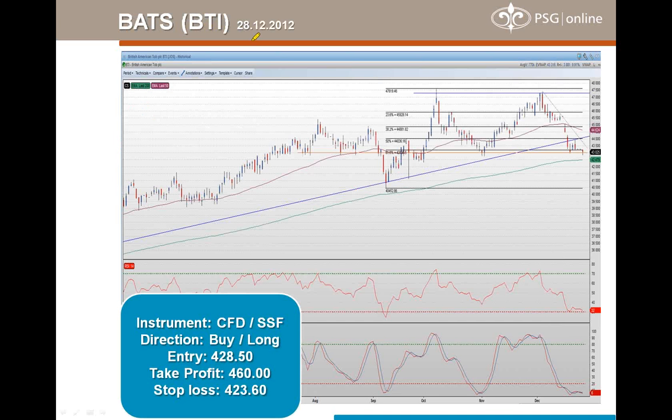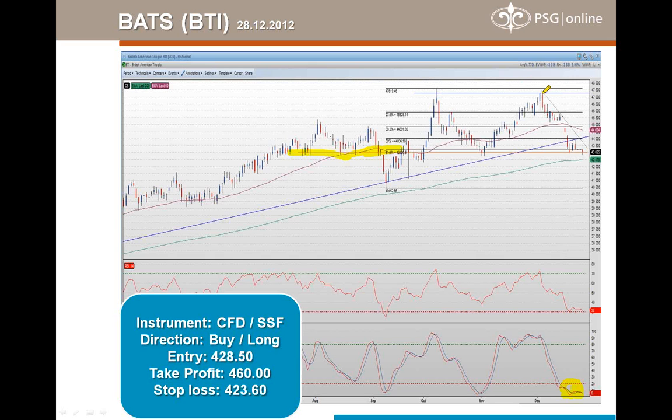There's British American Tobacco. We went into this trade at the end of December. We're looking at a long trade. Why did we look at this trade? We're anticipating it's going to bounce off this previous support level. Number one, it is trading very close to our 66% Fibonacci retracement level. Usually the market jumps out of that. But also, what was important for us, it was pretty oversold based on the oscillators, the RSI and stochastic oscillators.